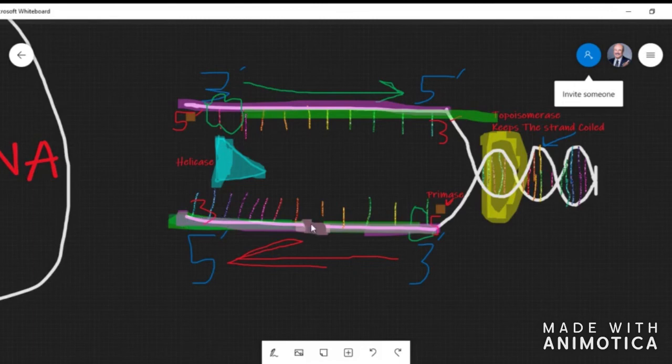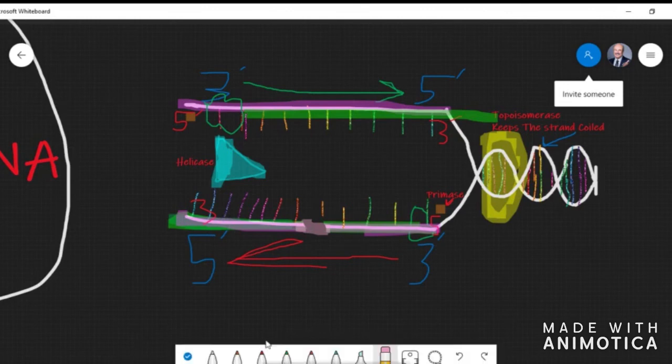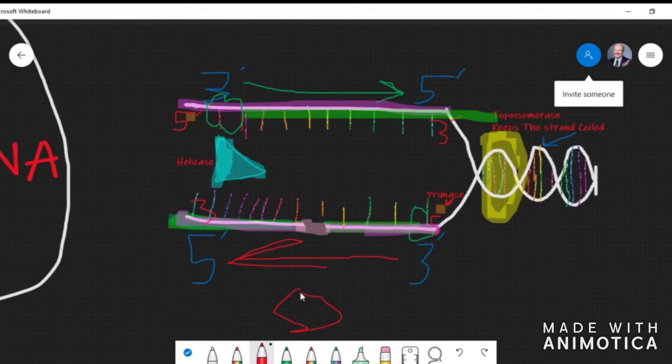And then you have ligase, which I'll just draw something like this. This would be ligase, which is basically the glue that holds the breaks in between together, right?